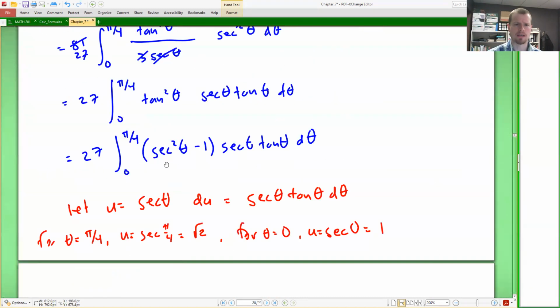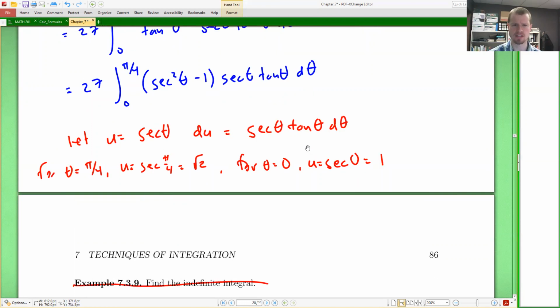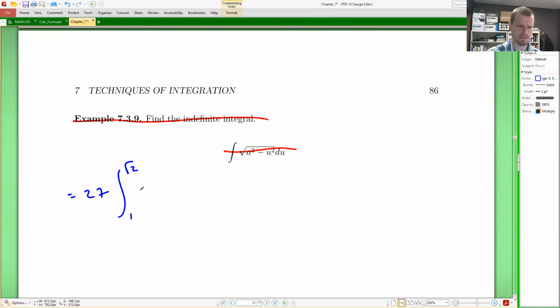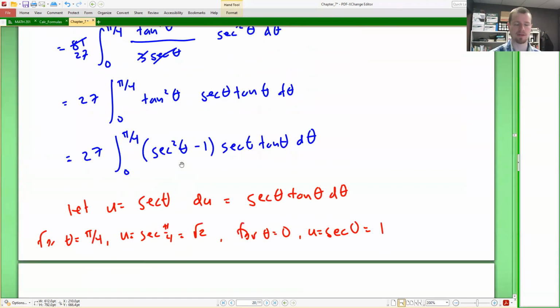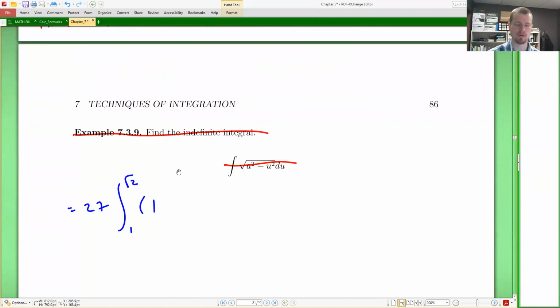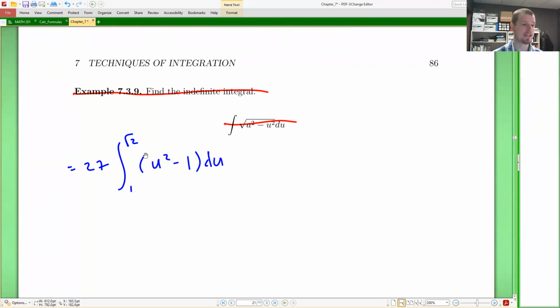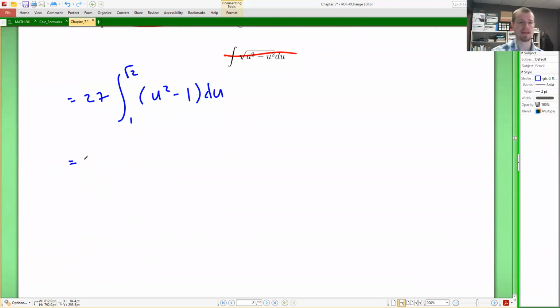And then my secant squared is u squared minus 1. Secant theta tan theta d theta is just du. So this is 1 minus, let's see here, sorry, u squared minus 1 now. 1 minus u squared, u squared minus 1 du. And hey, look at that. That's not so bad. Now it's just something that is, hey, this is Calc 1.